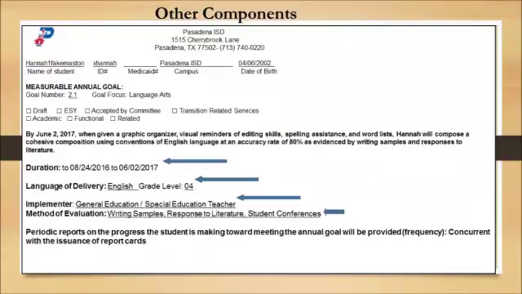Other components include the duration, language of delivery, grade level, the implementer, the method of evaluation, and the reporting period. The duration for this example is 8/24/2016 till 6/2/2017. The language of delivery will be in English, the grade level 4th grade. The implementer will be in collaboration with the general education teacher and the special education teacher. The method of evaluation will be in writing samples, response to literature, and student conferences. Progress reports will be the same time as report cards.